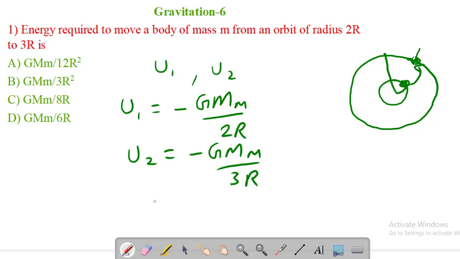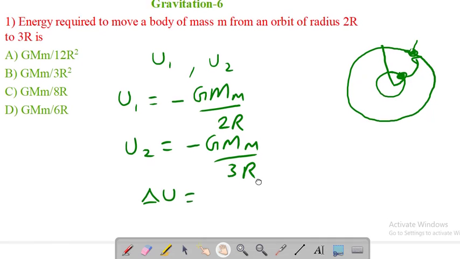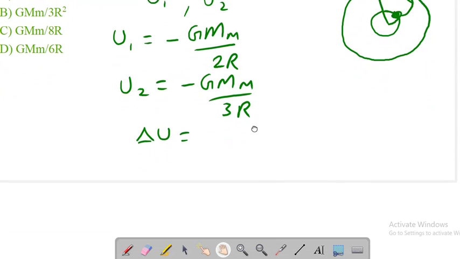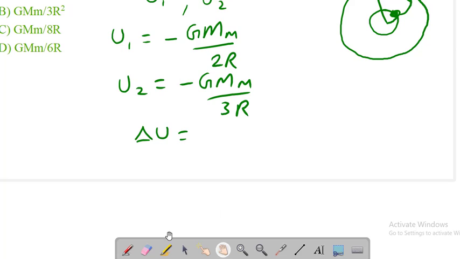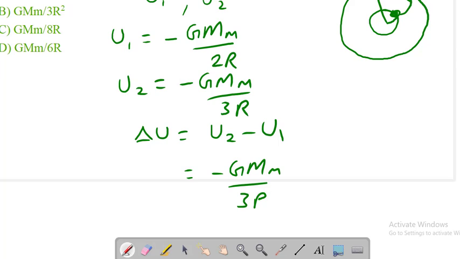Now we find the difference in energy, delta u. That much energy must be required so that the body changes its orbit from 2r to 3r. We want to take it to u2, so the difference is u2 minus u1. u2 is minus GMm upon 3r, and this is minus of minus GMm upon 2r.